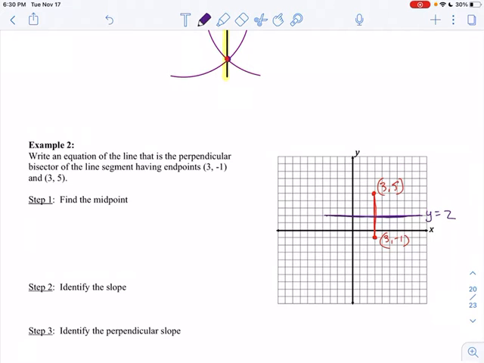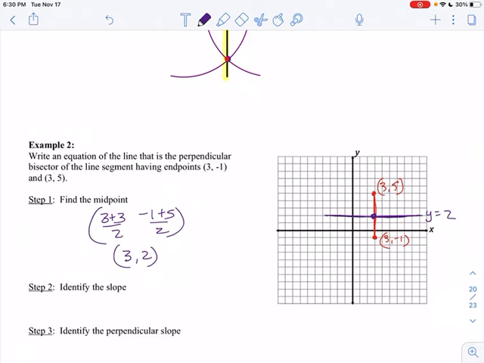Now that's the answer, but how do I do this if it's not a vertical and a horizontal line that I can just see? Step 1 is you find the midpoint of that line. So I add the x's and divide by 2, and I add the y's and divide by 2. The midpoint is going to be 3, because 3 plus 3 is 6, divided by 2 is 3, and -1 plus 5 is 4, 4 divided by 2 is 2. So the midpoint, the point right in the middle there, is (3, 2).